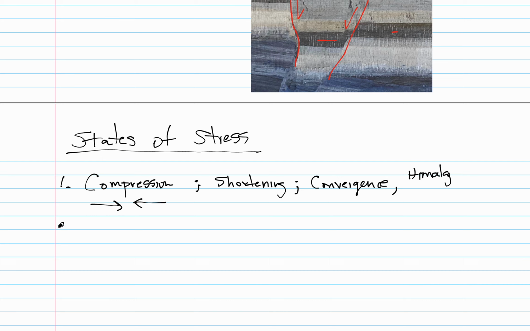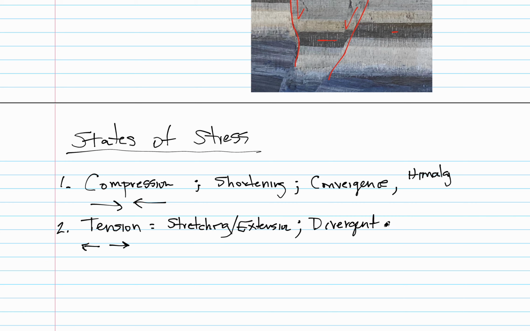Another state of stress we have is occurring at divergence, and this is called tension. For tension, I would like you to be picturing arrows that are pointing away from one another. This is going to be associated with stretching or extension, as things are being pulled apart. Tectonically, this is divergent plate boundaries. And our geographic examples could be the mid-ocean ridge or East Africa.